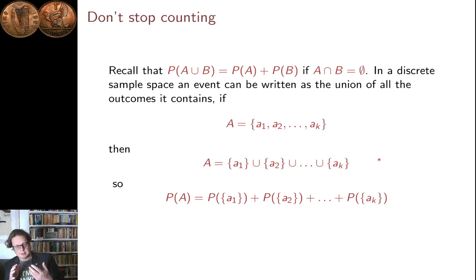And in that case, the singleton sets are clearly non-overlapping, and so the probability of the event A is just the probability of the event composed of just A1, in other words the probability of A1, plus the probability of A2, all the way up to the probability of AK.